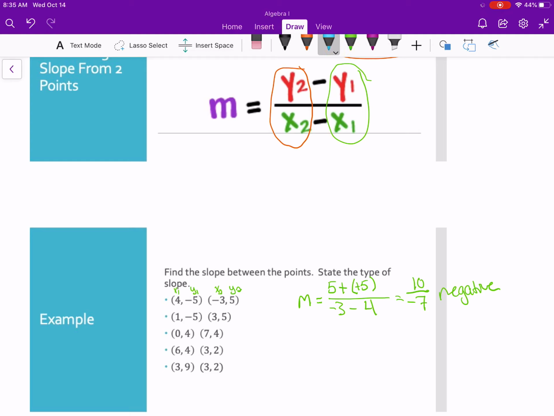Let's do the second one. Same thing, x1, y1, x2, y2. Our y2 is 5, our y1 is negative 5. Our x2 is 3, and our x1 is 1. So just add. So we have 10 over 2, which is 5. That's a positive slope.